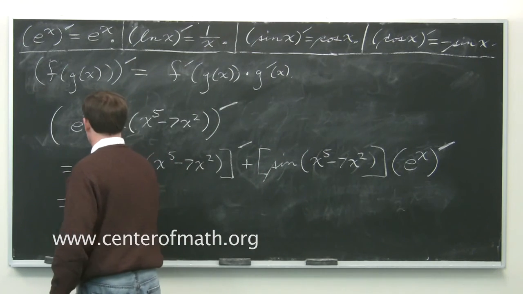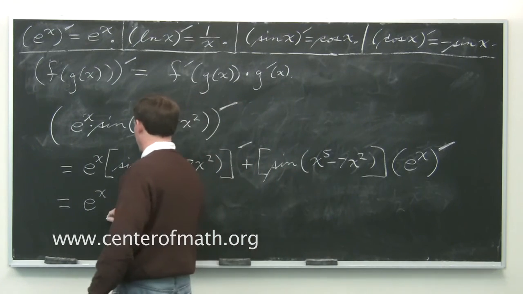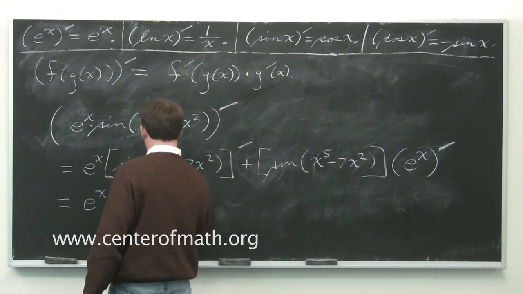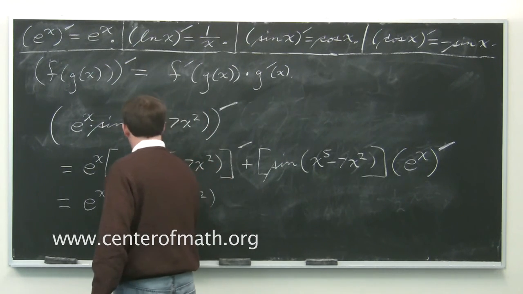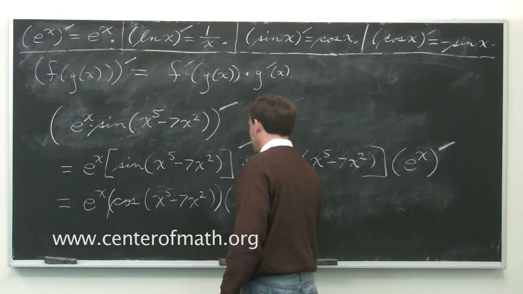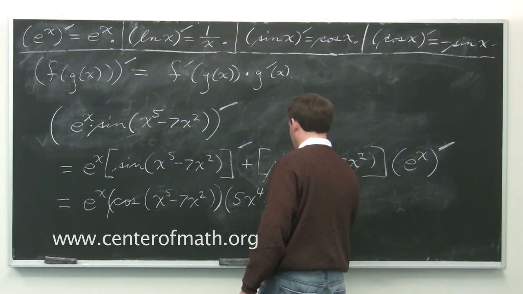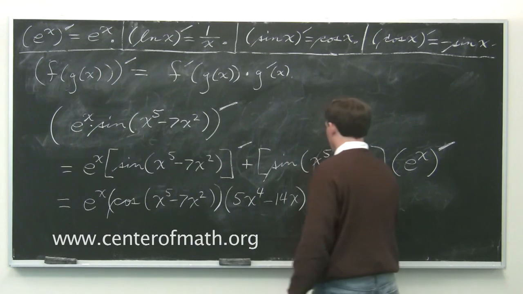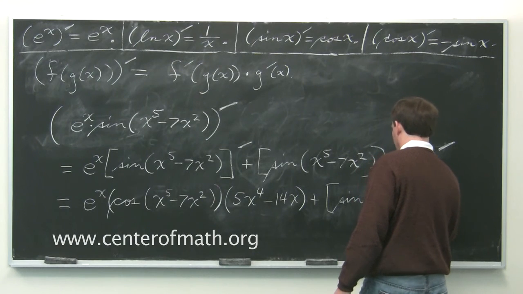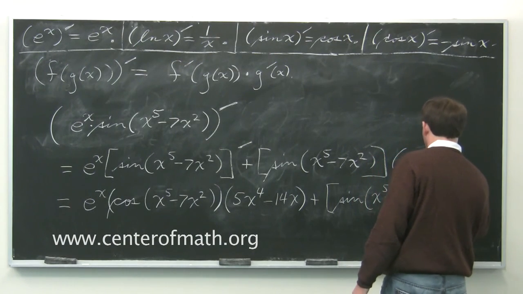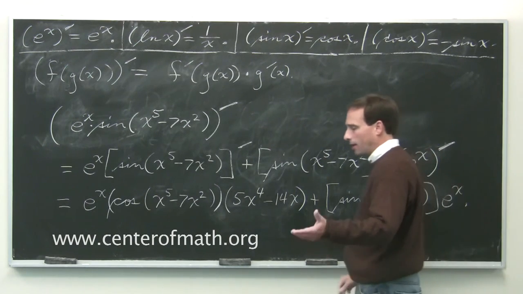How do you do that? This is the chain rule here. This is one function done to another function. You differentiate the outside function, leaving the inside stuff exactly how it was. But you have to multiply times the derivative of the inside stuff, which by the power rule and linearity is 5x to the 4th minus 14x. And then you put in this other part, plus the sine of x to the 5th minus 7x squared. And then times the derivative of e to the x, but the derivative of e to the x is e to the x.